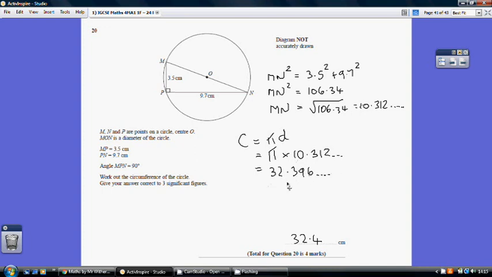32.396... to three significant figures. Remember, that just means 3 digits in total. 1, 2, 3. Do I round my 3 up? Yes, I do, because the next digit is 5 or above. So my final answer is 32.4.